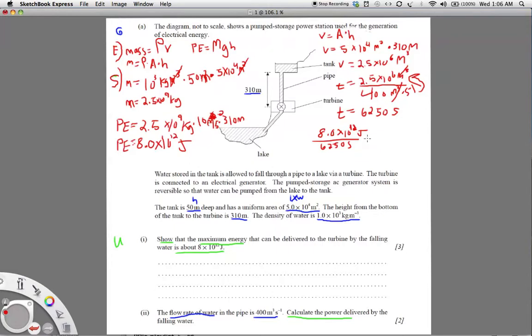Go ahead and you can stop the video, do this calculation real quick, see what you get. What you should end up with is 1.3 times 10 to the 9th watts. So the power delivered by the system is 1.3 times 10 to the 9th watts. Okay, see you in the next question.